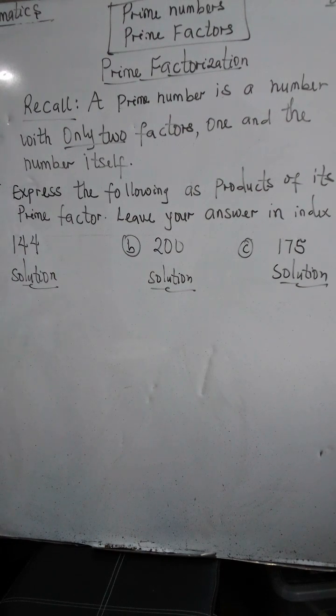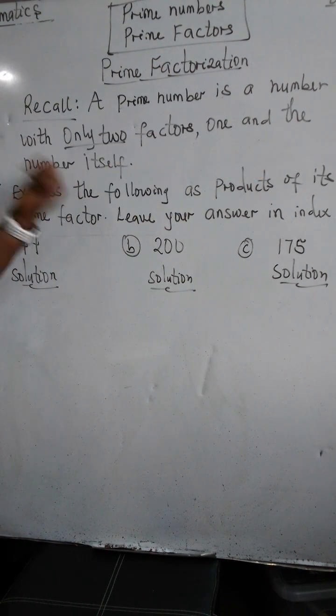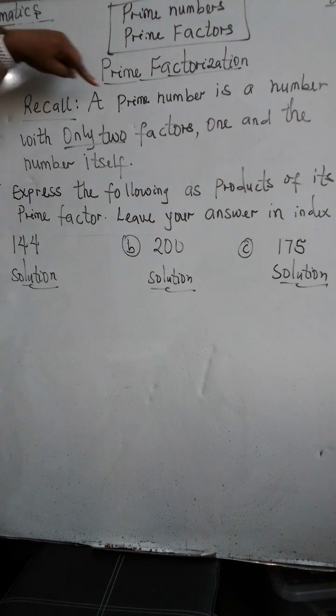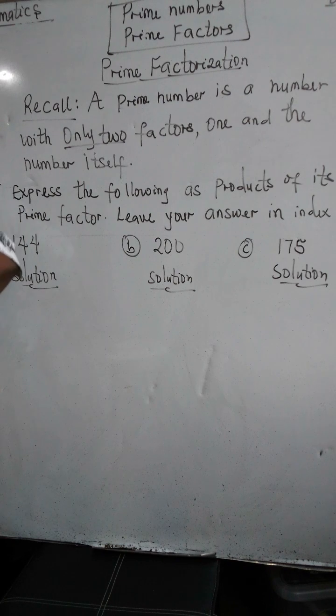And what are the factors that you will see in any prime number? You will see the number 1 and whatever that prime number is. So there are only two factors, 1 and the number itself. Is that okay? Yeah. So we have to take note of this. That's why I am underlining it. And what have I said? I've said that a prime number is a number with only two factors.